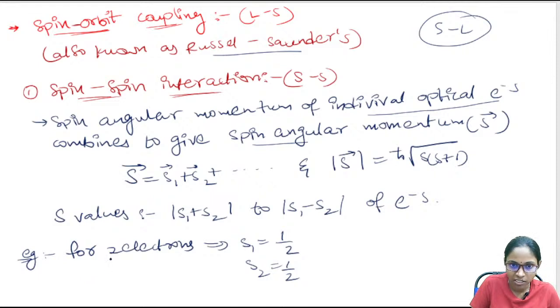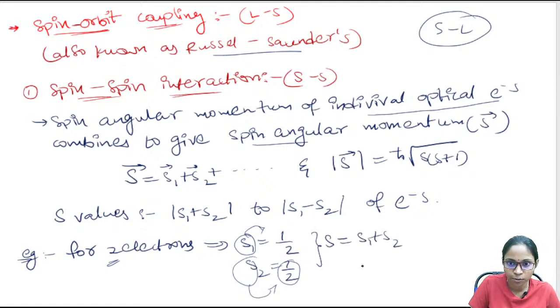This is the example I had given for two electrons. S1 will be 1 by 2, S2 will be 1 by 2. How do we represent the spin angular momentum? For one electron it is 1 by 2, and for the second electron also it is 1 by 2. Then you have to combine both of these. S is equal to S1 plus S2, that is 1 by 2 plus 1 by 2. Therefore, the total spin angular momentum will be equal to 1.